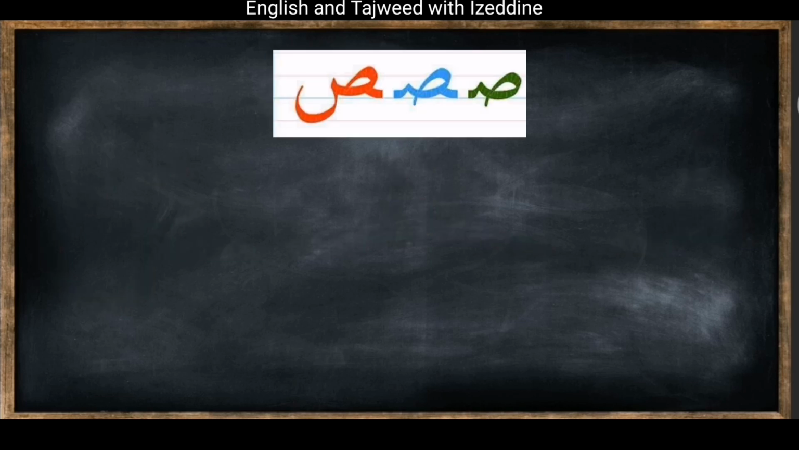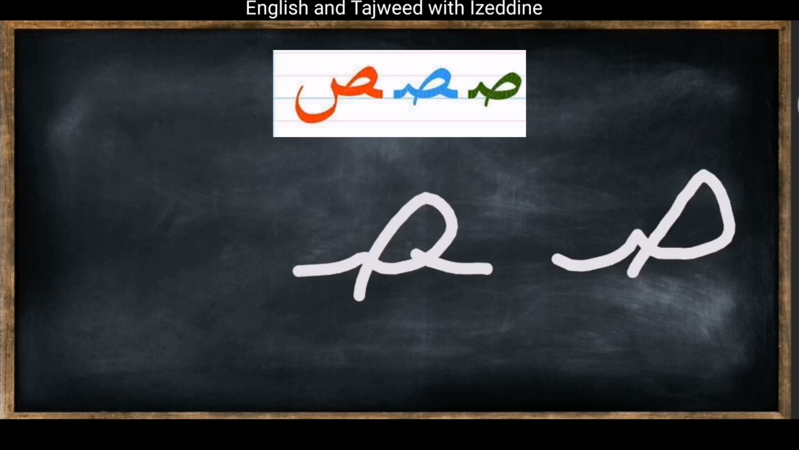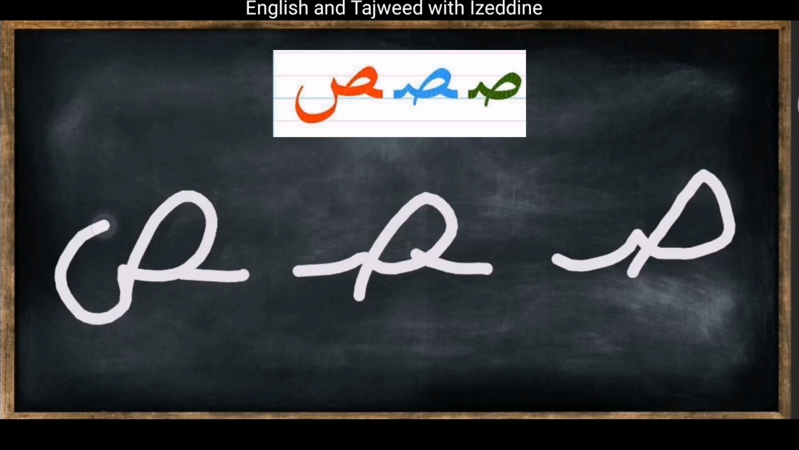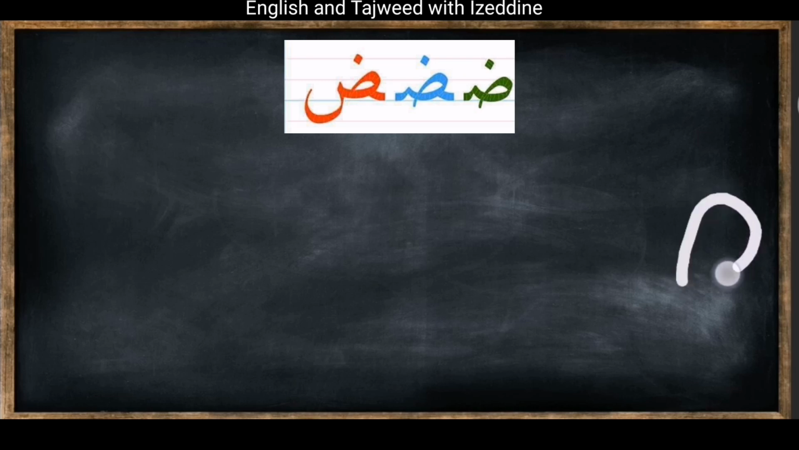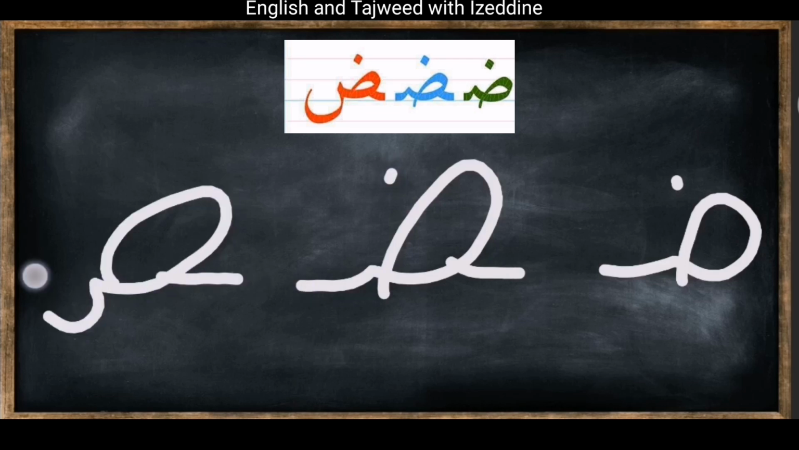Sad, it's like sin, but it's thicker. So, not s. As the beginning, as the middle, and at the end. It has a tail at the end. Dad, the same thing like sad, but it has one dot. Dad at the beginning, dad at the middle, and dad at the end.